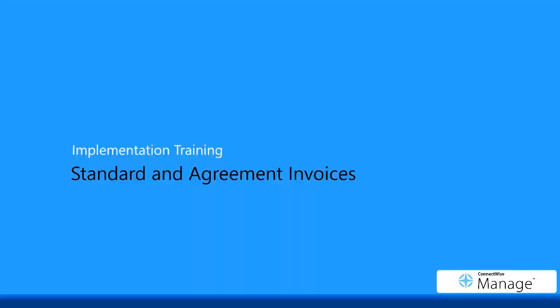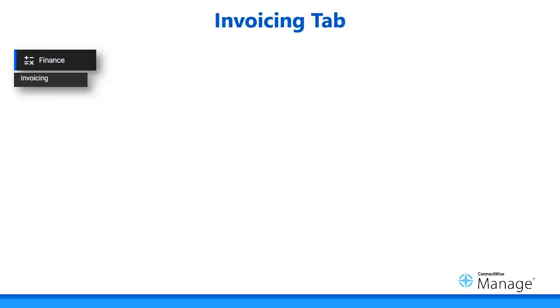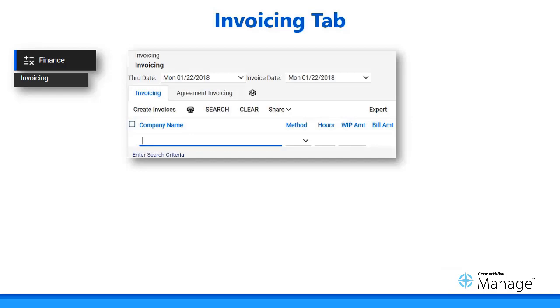Now that we have reviewed getting time into the system correctly, we can start the invoicing process. We will discuss both standard invoices and agreement invoices. Under the Finance module on the Invoicing tab is the Invoicing and the Agreement Invoicing tabs. Let's review the standard invoicing process first.